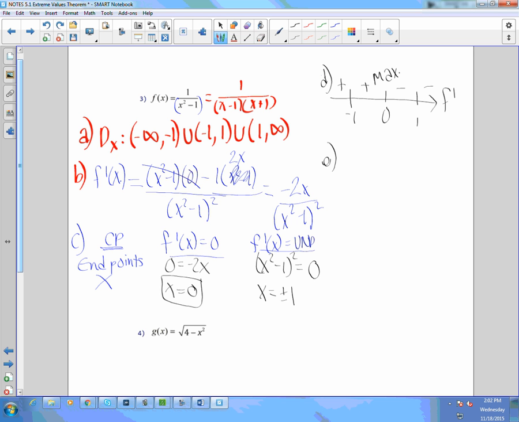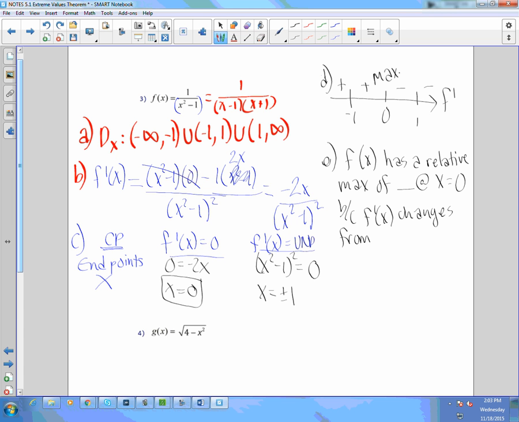So what do we say? f of x has a relative maximum at 0 because f prime of x changes from positive to negative, so f changes from increasing to decreasing. As long as we say that, yes.